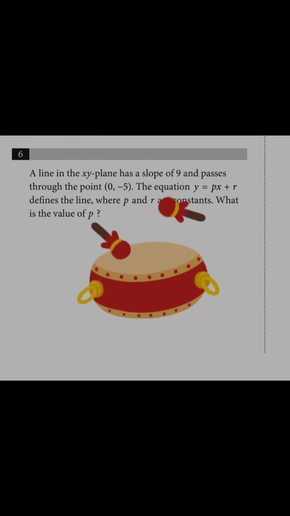Today's SAT question of the day is: a line in the xy plane has a slope of 9 and passes through the point 0, -5. The equation y equals px plus r defines the line where p and r are constants. What is the value of p?